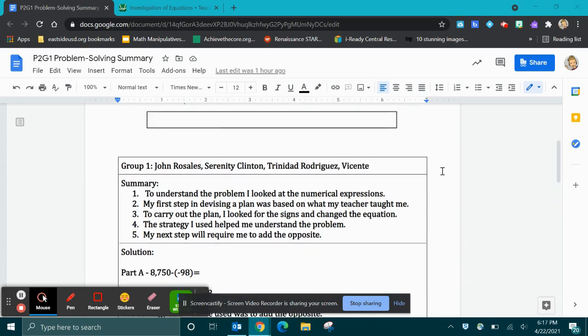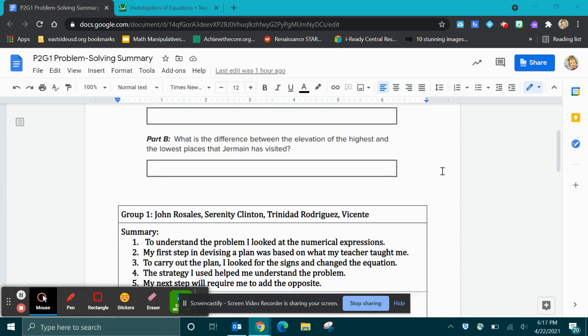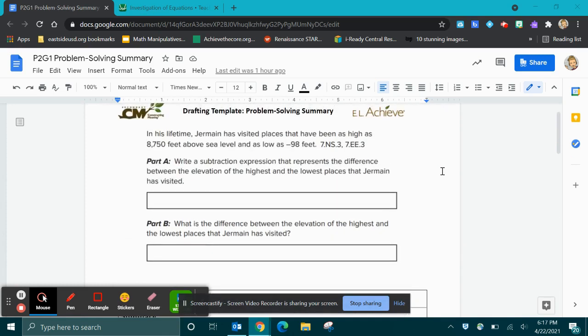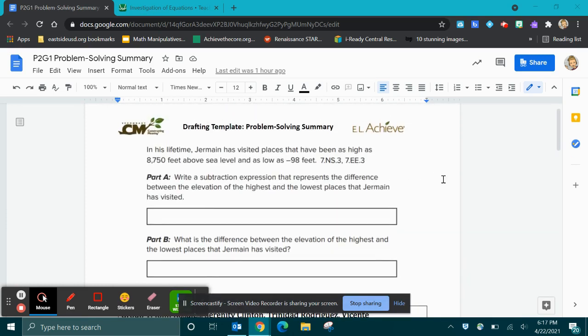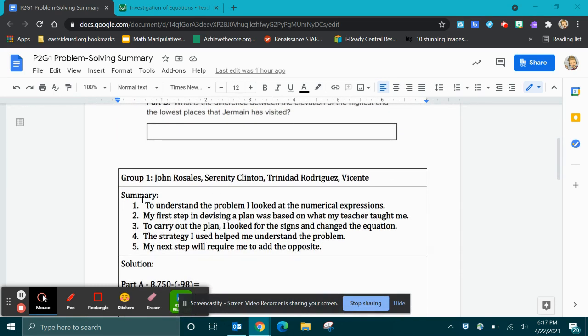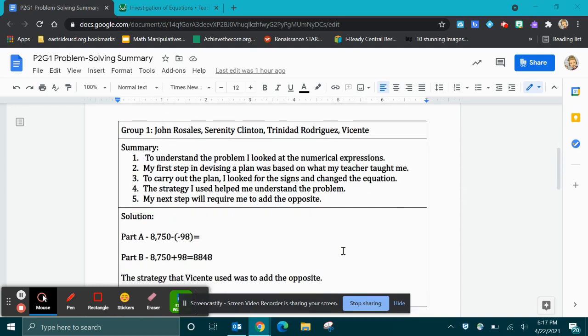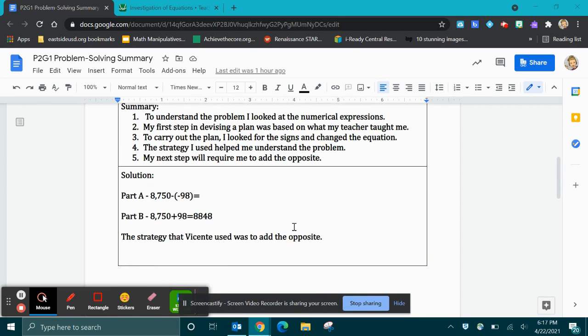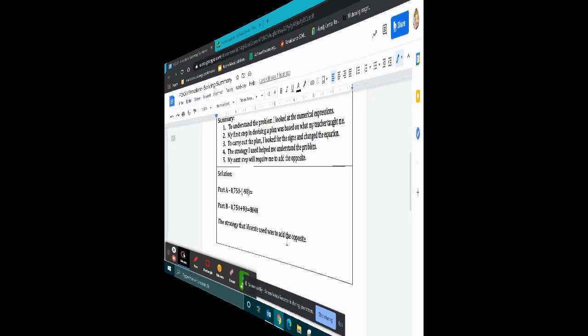The students worked in groups to come up with a plan to solve this problem up here. So they used the frames on the second page to devise their plan. So their summary is listed here, 1 through 5. And then they used their plan to help them solve the problem. So their solution was then inserted here.